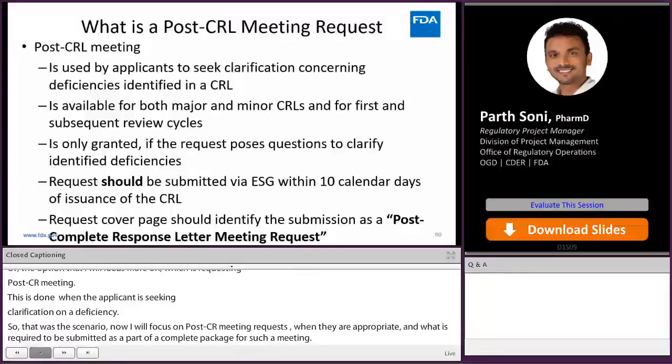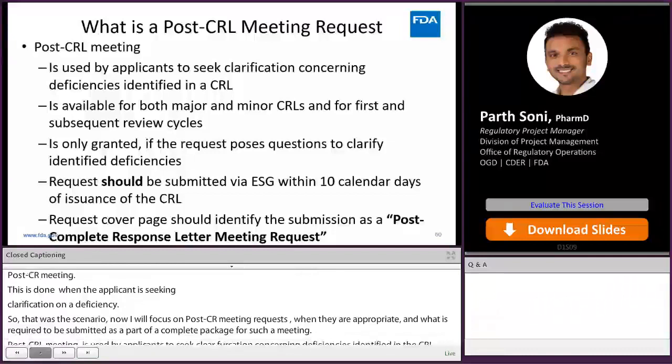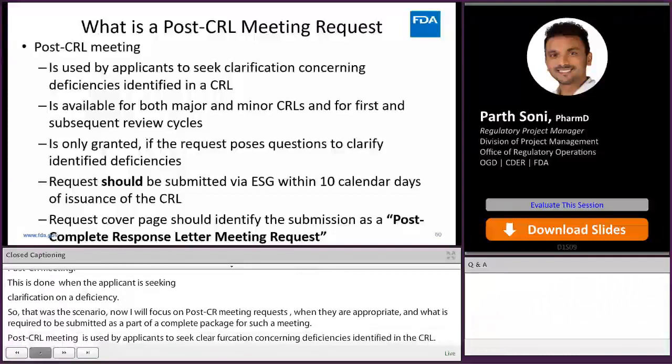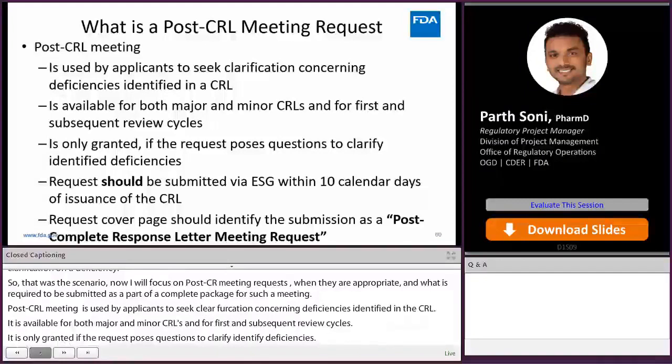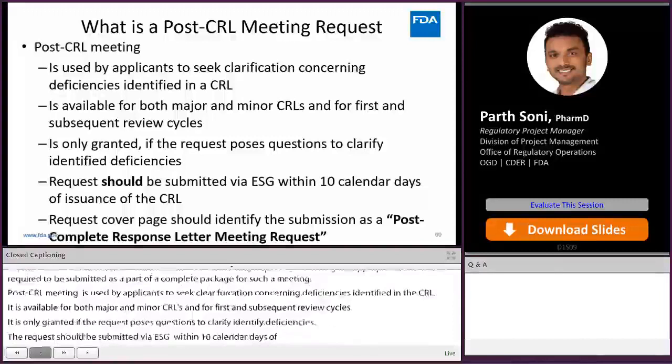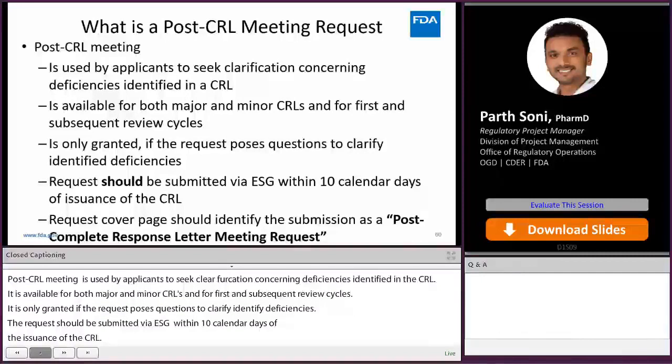It is available for both major and minor CRLs and for first and subsequent review cycles. It's only granted if the request poses questions to clarify identified deficiencies. The request should be submitted via ESG within 10 calendar days of the issuance of the CRL, and the request cover page should clearly identify the submission as a post-complete response letter meeting request.